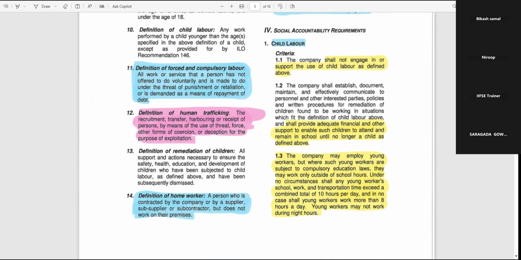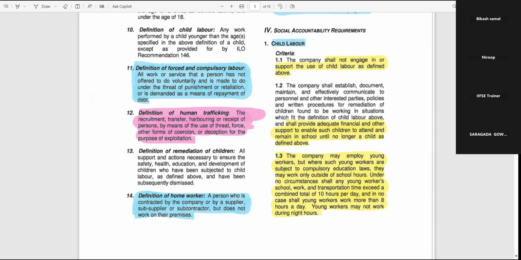Then now we'll talk about the social accountability requirements. What exactly? Now you would have understood where we are leading to. It is talking about the organization, the entity, worker representatives and management representatives. It is talking about child labor and forced labor, etc., human trafficking, home workers. So majorly this SA 8000 social accountability standard is focusing on the people aspects in an organization.